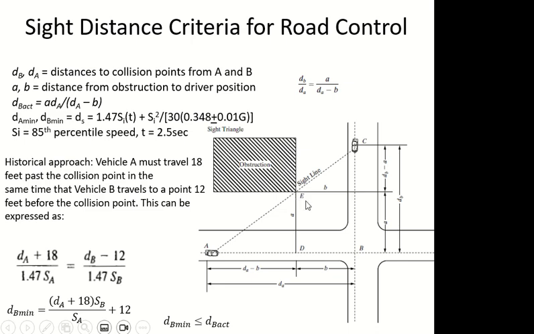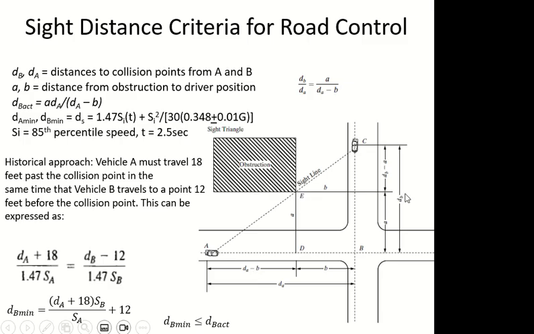Okay, it makes a smaller triangle, which is part of the bigger triangle. So this one is a smaller triangle. For this small triangle, the perpendicular is A and the base is dA minus B. What was dA? The full distance, and B is from here to the obstruction. So this one remaining is dA minus B. So A upon dA minus B.